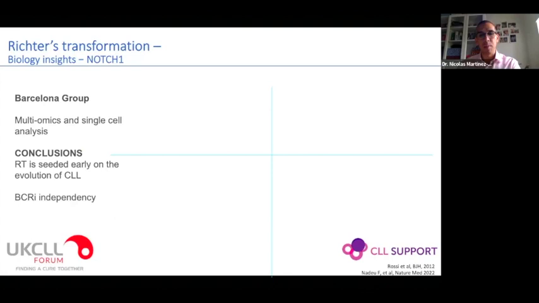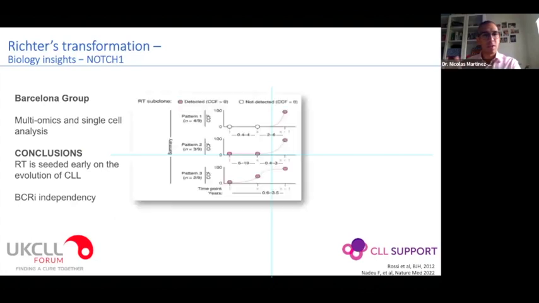And lastly, about biology, I'm not going to bore you anymore, but this is an excellent paper that was published in Nature Medicine last year from the Barcelona group. What they've done is multi-omics and single cell analysis: proteomic, transcriptomic, epigenetic analysis, and single cell analysis of several cases of CLL on longitudinal follow-up, and some of them with Richter's transformation.